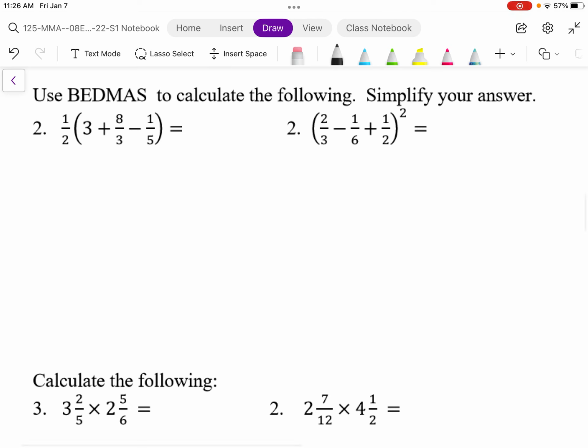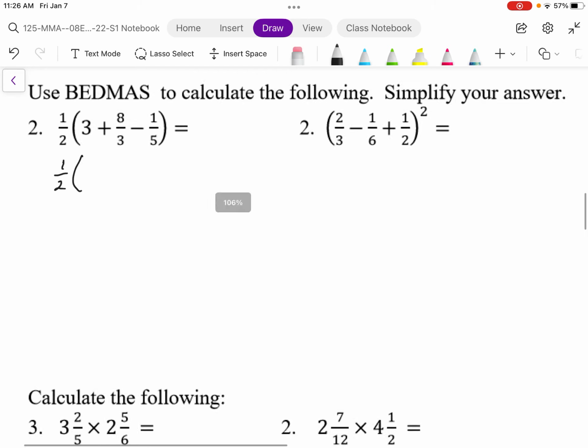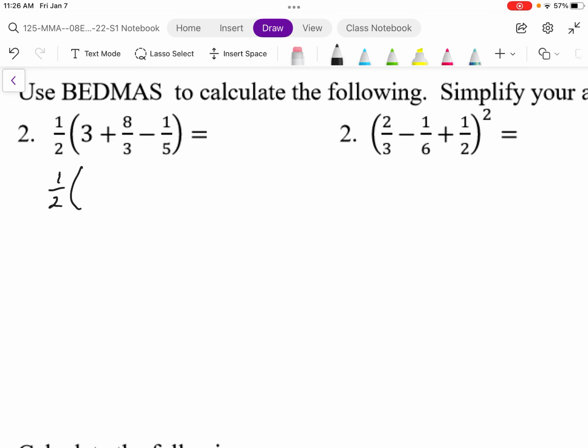When we're doing BEDMAS, we just have to follow our order of operations. So we're going to, in this case, do the inside brackets first. So we have 1/2 times 3 plus 3 over 5, 8 over 3 minus 1 over 5. Our common denominator in this case is going to be 15. So I'm going to express 3 with a denominator of 15. I'm going to multiply the top and bottom here by 5.